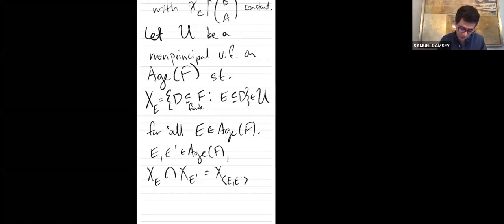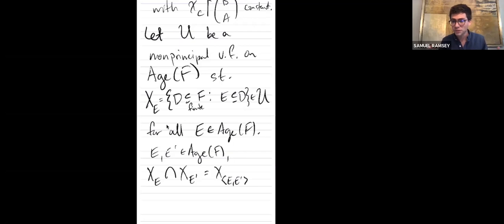Then this collection generates a filter. You can take intersections and you stay big. Because it generates a filter, you can assume that you have an ultrafilter which extends it. So you just take this filter, extend it to a maximal one, and then you get an ultrafilter in which all these things are large. So these sets are sort of like the analog of the Fréchet filter, except now you have a more complicated underlying set.